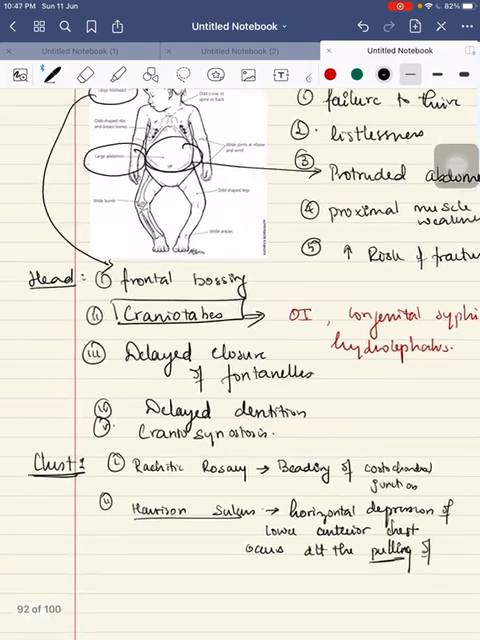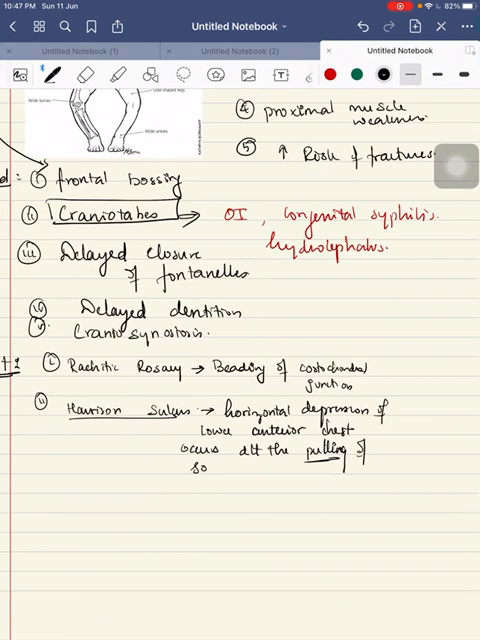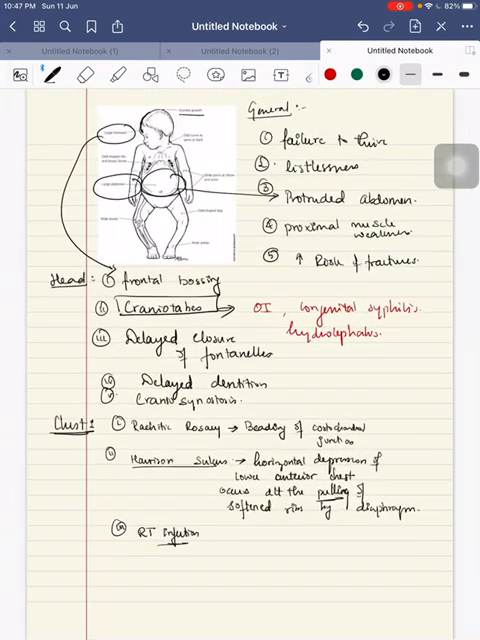It occurs due to the pulling of softened ribs by the diaphragm. Okay, the child can get recurrent respiratory tract infection. This occurs due to the softening of ribs and impaired air movement. Okay. Next, in the back spinal region, the child can have scoliosis, kyphosis, or lordosis.